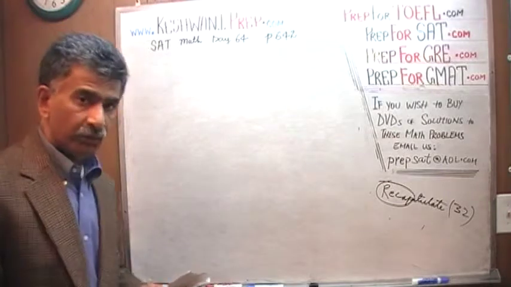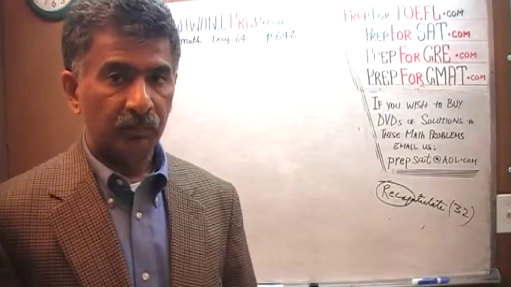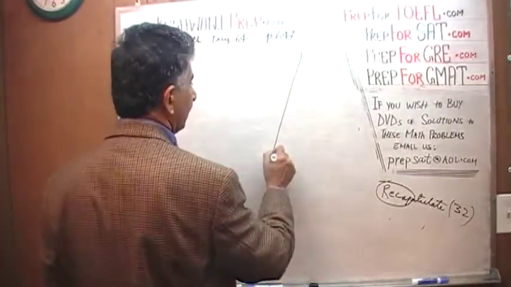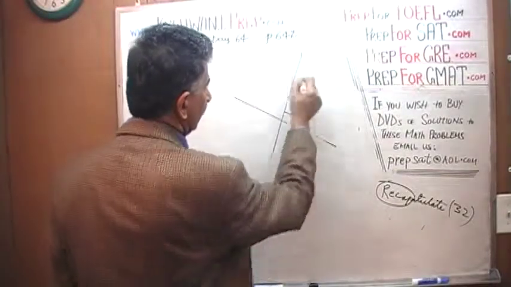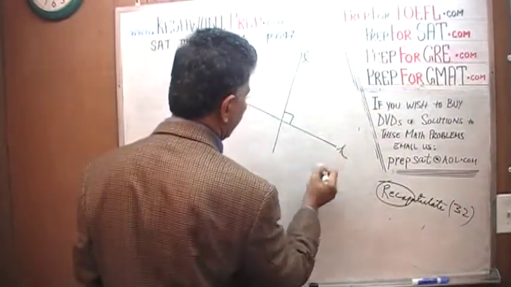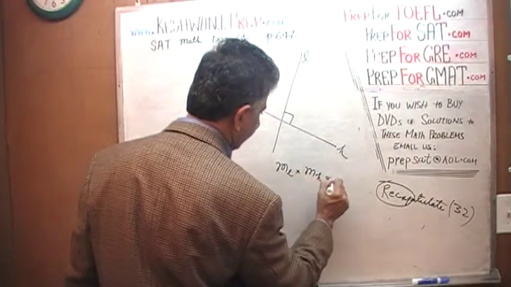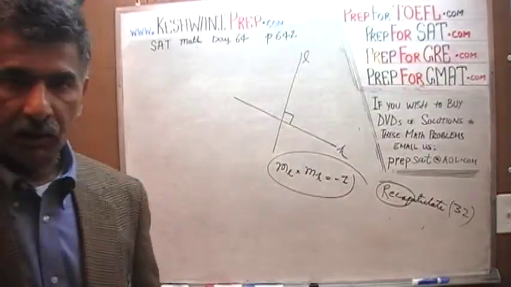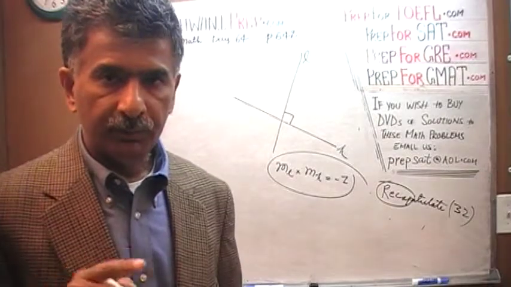Now listen, it involves the concept of two lines being perpendicular to each other and what happens to their slope when the two lines are perpendicular to each other. So if you have one line, here's one line, and if another line cuts it at 90 degrees, then the slope of this line, let's call it line L and line K, the slope of line L times the slope of line K equals -1. This is the concept that they're testing here. That when two lines are perpendicular to each other, the product of their slopes is -1.